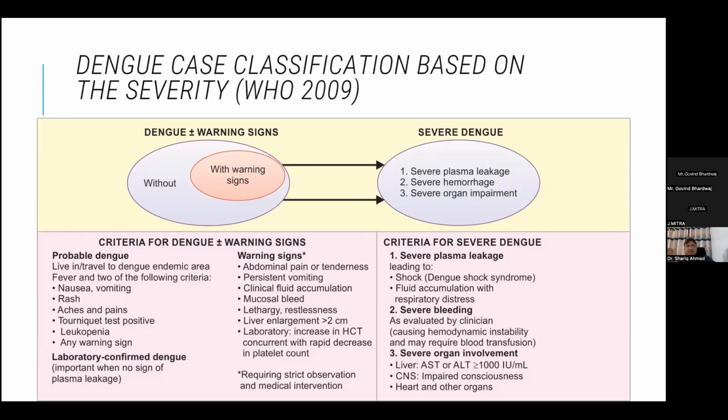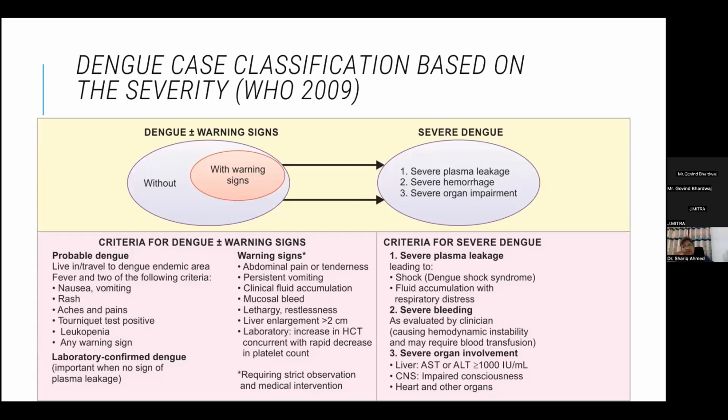Laboratory confirmed dengue is when we have a laboratory confirmed report for the dengue. Probable dengue is when we have only clinical signs or a positive rapid test, with features like nausea, vomiting, fever, aches and pain, rashes, positive tourniquet, and leukopenia.